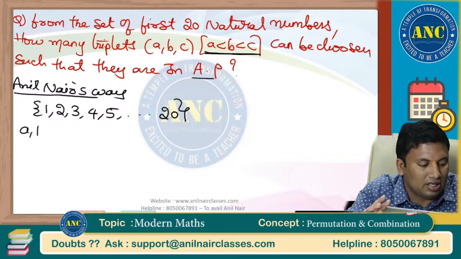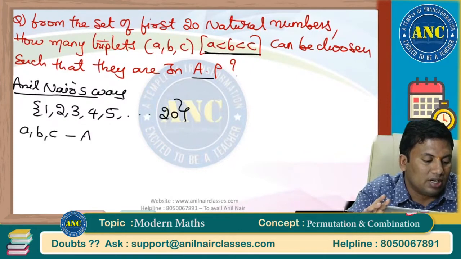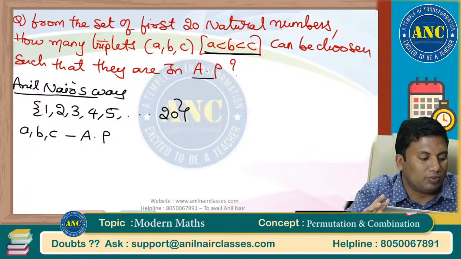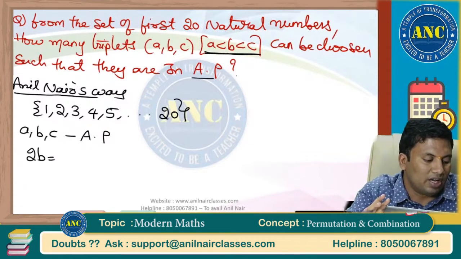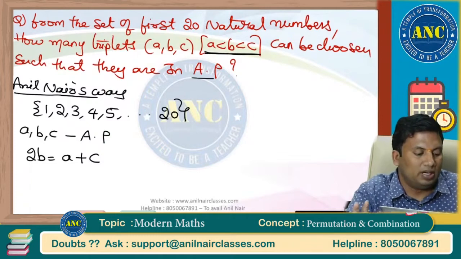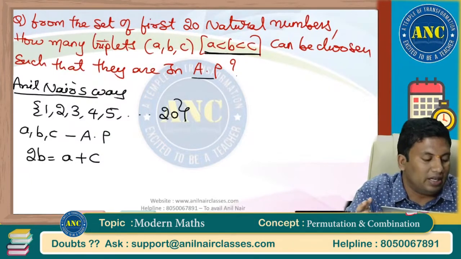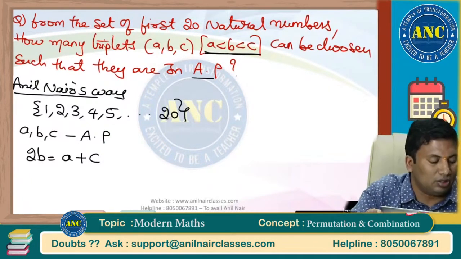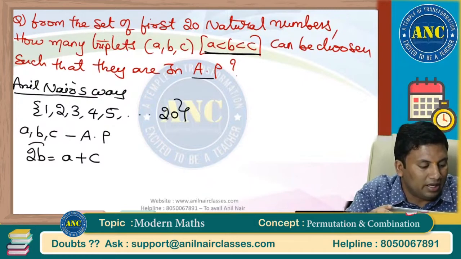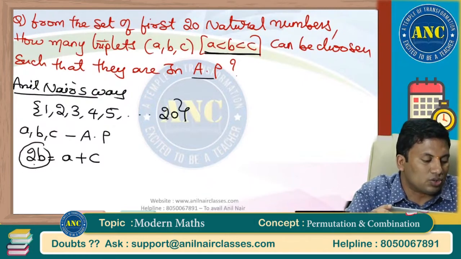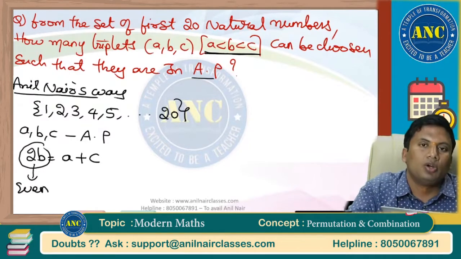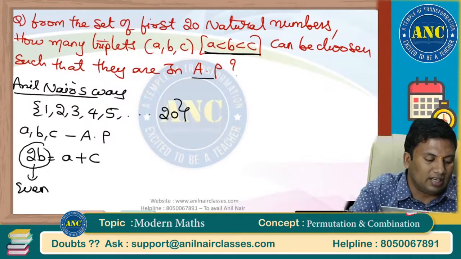A, B, C are in arithmetic progression. Just now we have seen 2B is equivalent to A plus C. Immediately, I don't need to find the values of A, B, C. Immediately, it should strike us that 2B, 2 into any number, is an even number.